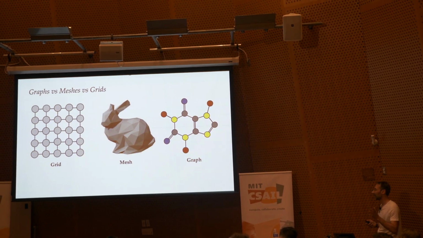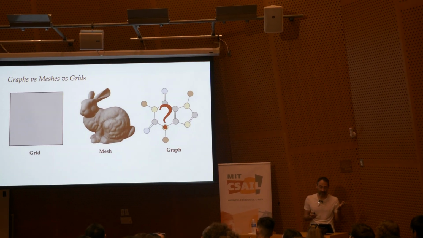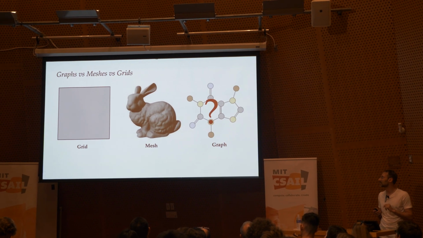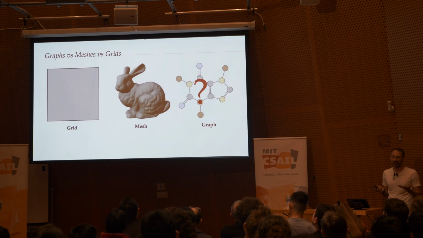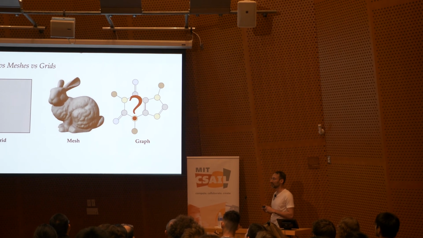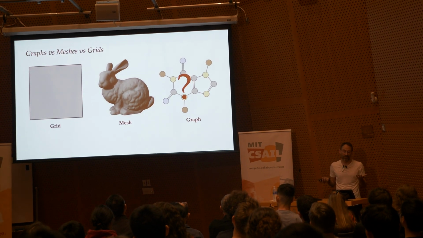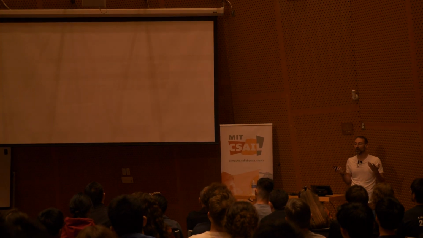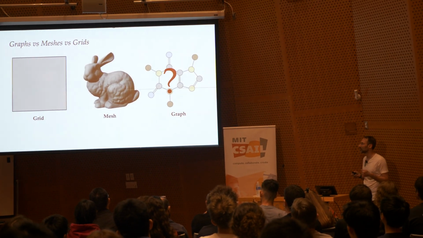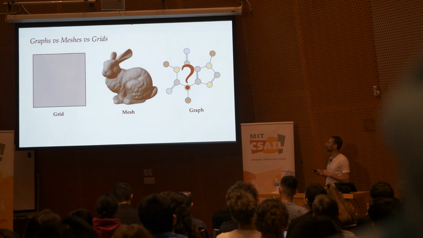And if we compare graphs to meshes and grids, the striking thing that we see in the first two cases, I can think of a grid as a discretization of a plane, right? Or I can think of a mesh as a discretization of a surface, right? And we can think of both of them as special types of graphs, right? So a mesh is a special type of graph where we also have some additional information, right? So we have triangles. In case of grids, this is just a graph where the neighbors are connected in a certain way.